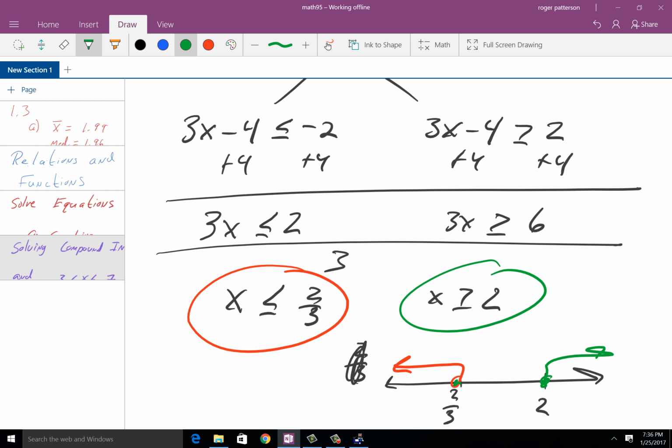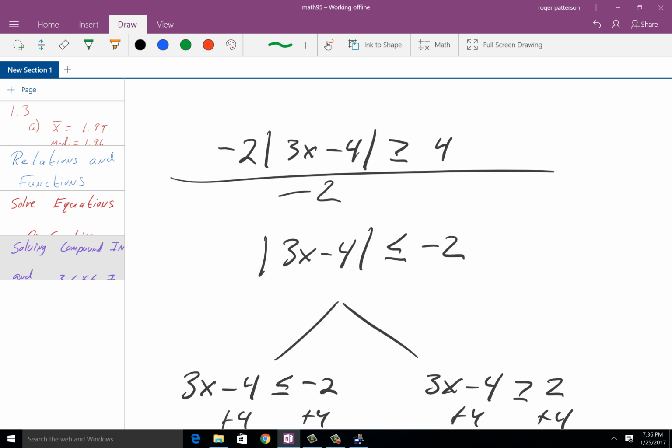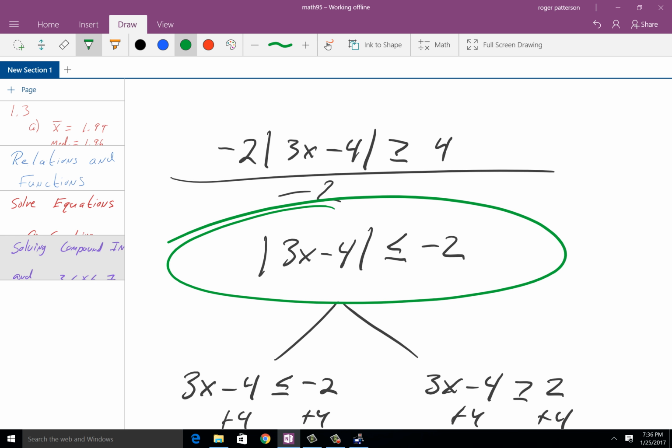Let's see if there's anything here that I don't think you guys can do. I just don't see anything you're not going to be able to do. Solve an inequality, interval notation, absolute values equal to 0. Any questions on anything?